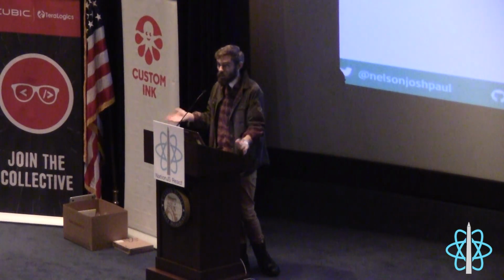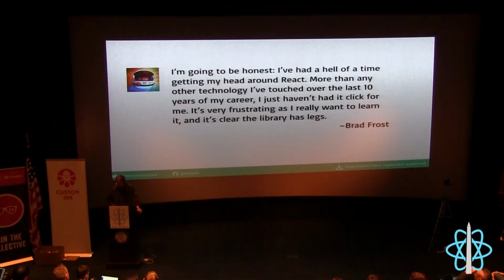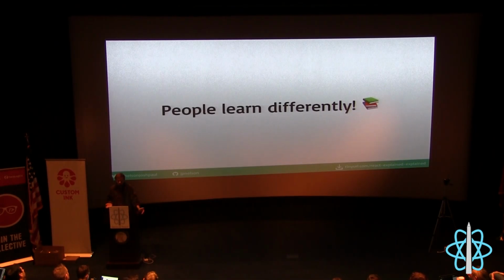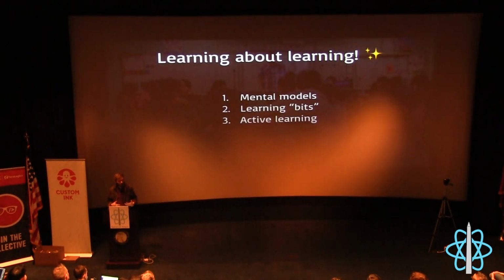How could that possibly be when there's some people here who said that they find it easy to learn React? And the answer is kind of obvious. It's just that people learn differently. We need to understand how people learn to know how we can explain it to them more effectively so that we can overcome this difficulty. So now we're going to talk about learning in general and then how we can apply that to React. So the three things that I want to cover here. The first is mental models. Second, learning in bits and individual pieces. And the last one is active learning.